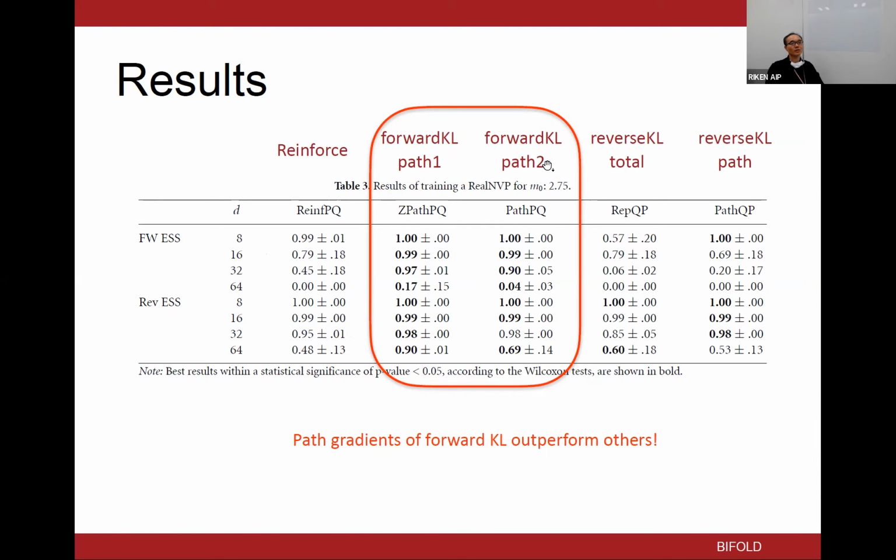And we have forward KL with path gradient, and the reverse KL with total and path gradient. And actually, we tested two versions of path gradient of forward KL, which is a very tiny difference. So I omit this part, but basically both estimators work better than the others. So in summary, we can say path gradient of forward Kullback-Leibler divergence outperformed the others in training normalizing flow in our case.